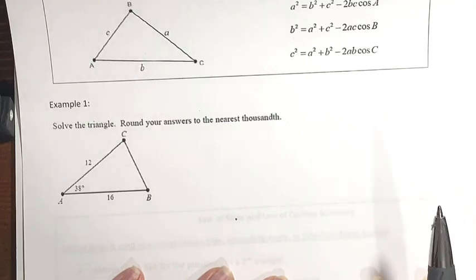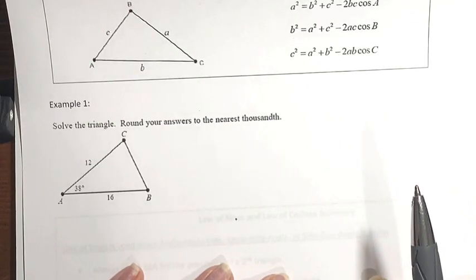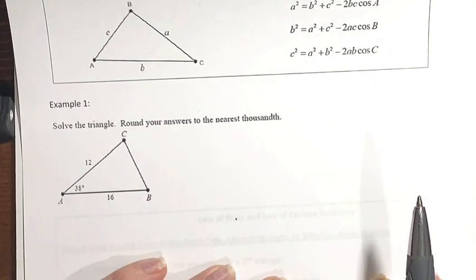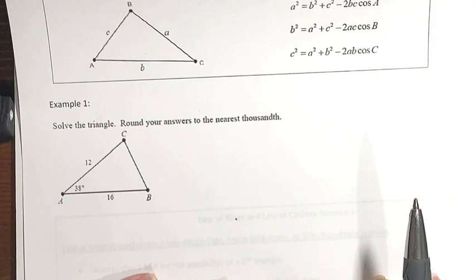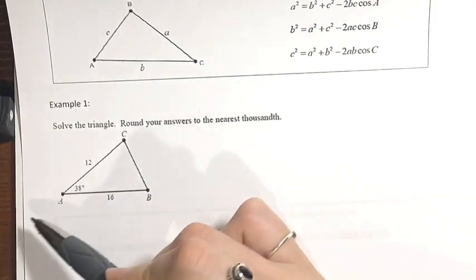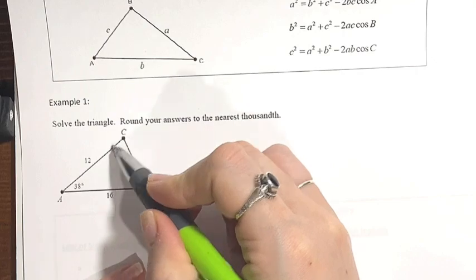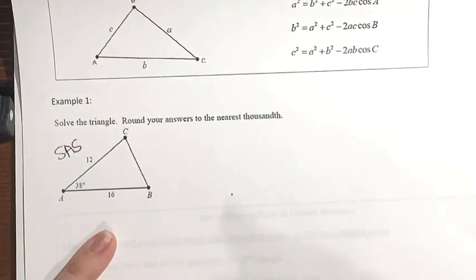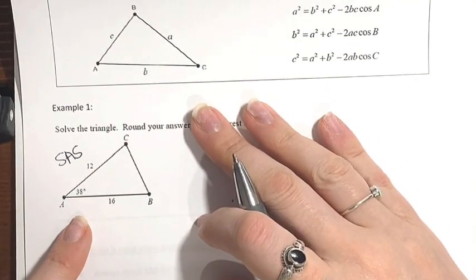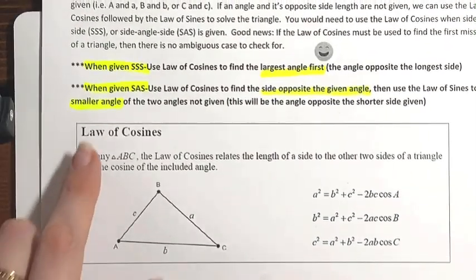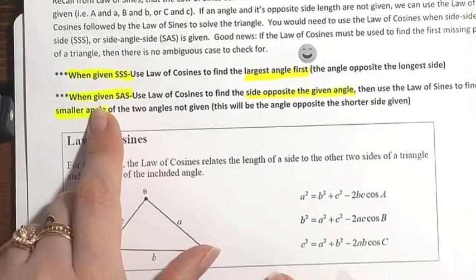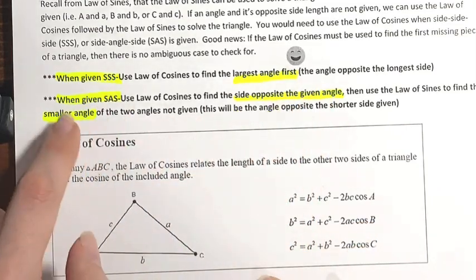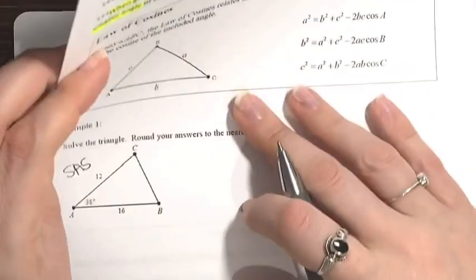I know those equations look a little intimidating at first, but let's look at an example, and I promise they're not too bad. When you are first approaching a problem, just like last time, first decide what type of triangle you have. Here I see we have a side, angle, side. So the SAS triangle. Remember, we have different steps to follow. If I have a side, angle, side, I want to follow these steps here. I'm going to use law of cosines to find the side opposite the given angle, and then find the smaller of the 2 remaining angles.